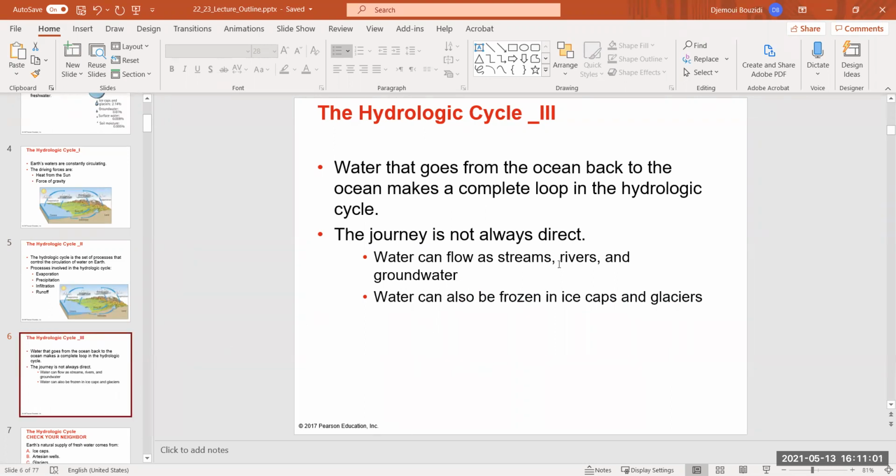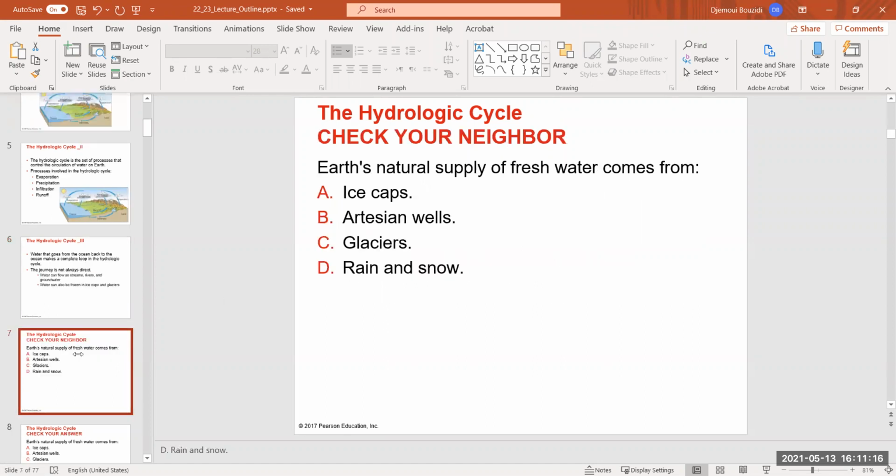Again, water can flow in streams, rivers, and also in groundwater. But it can also be frozen in ice caps and glaciers. That's the point I was trying to make. So the journey is not always a direct way through this process.